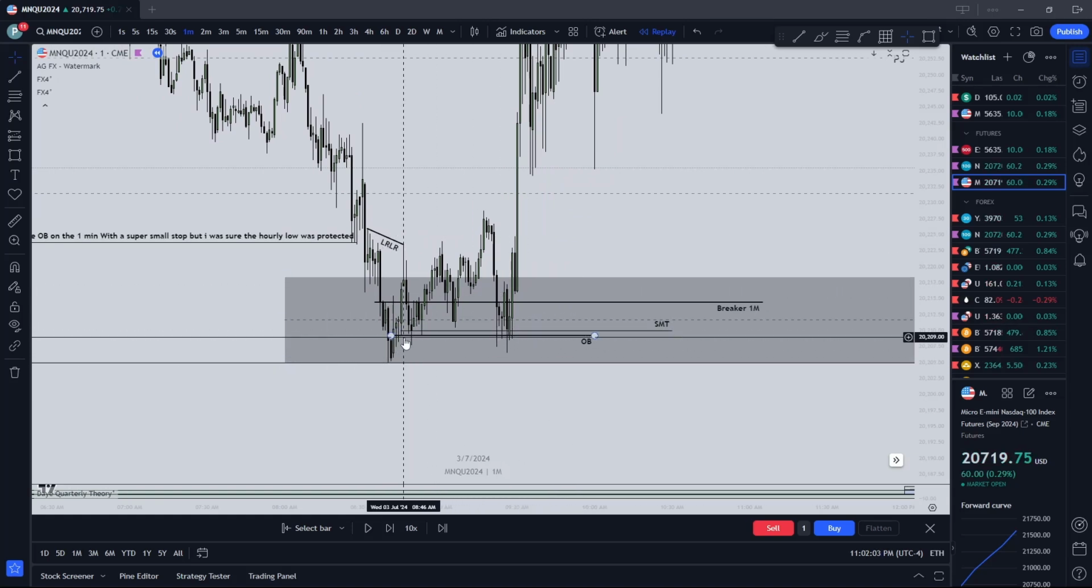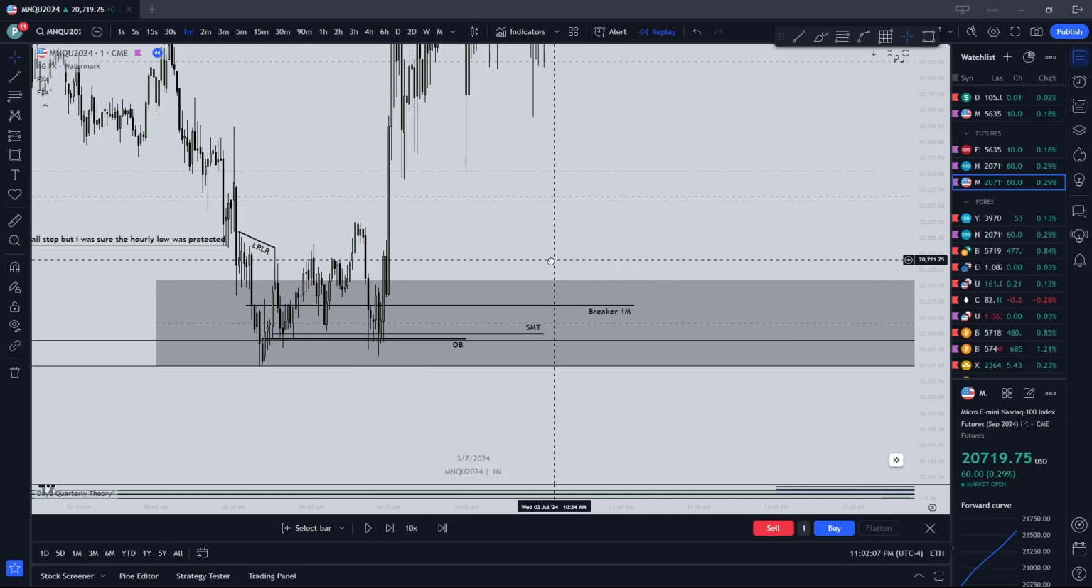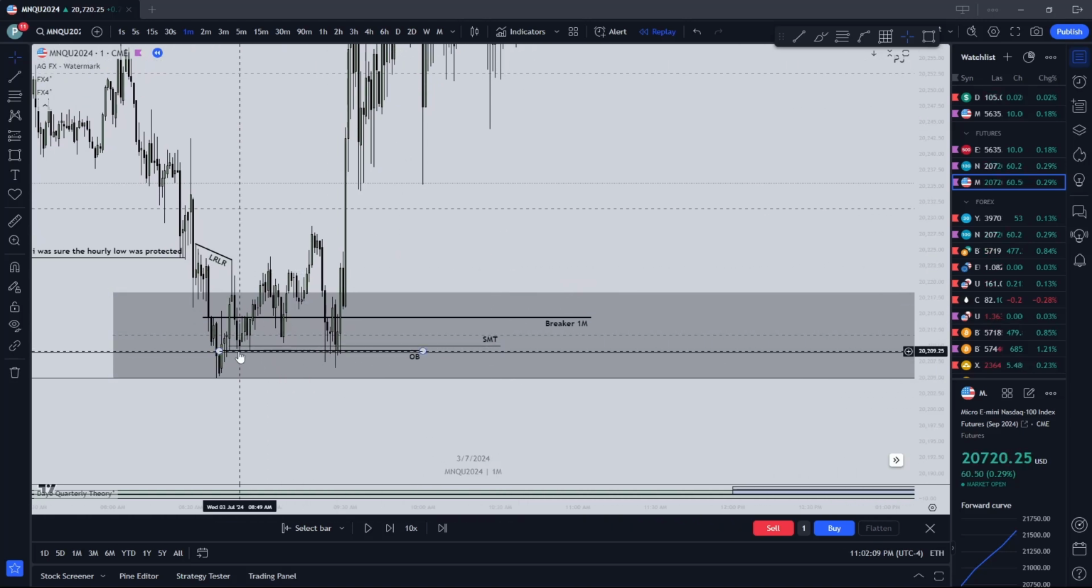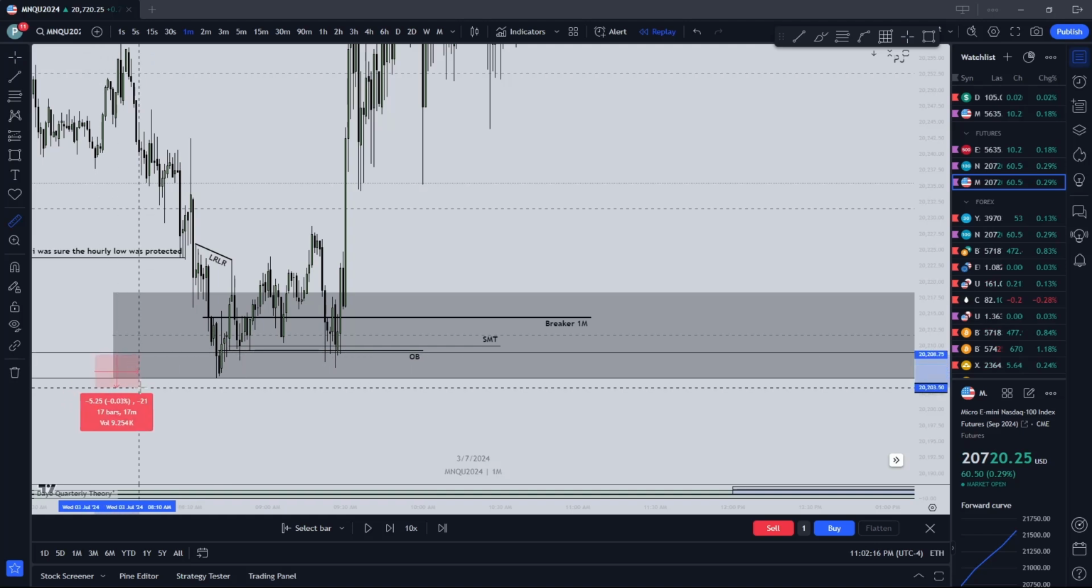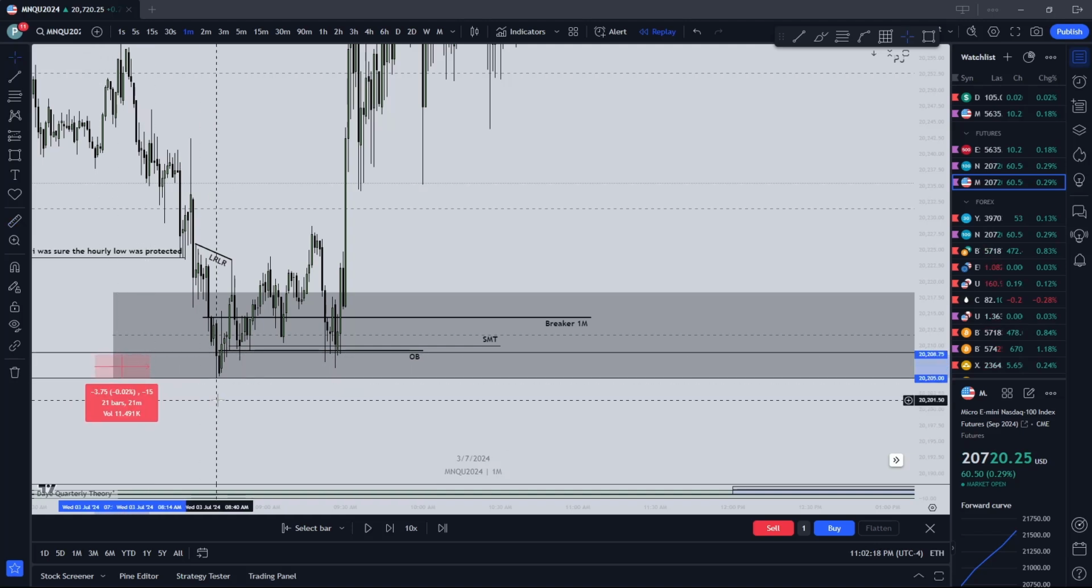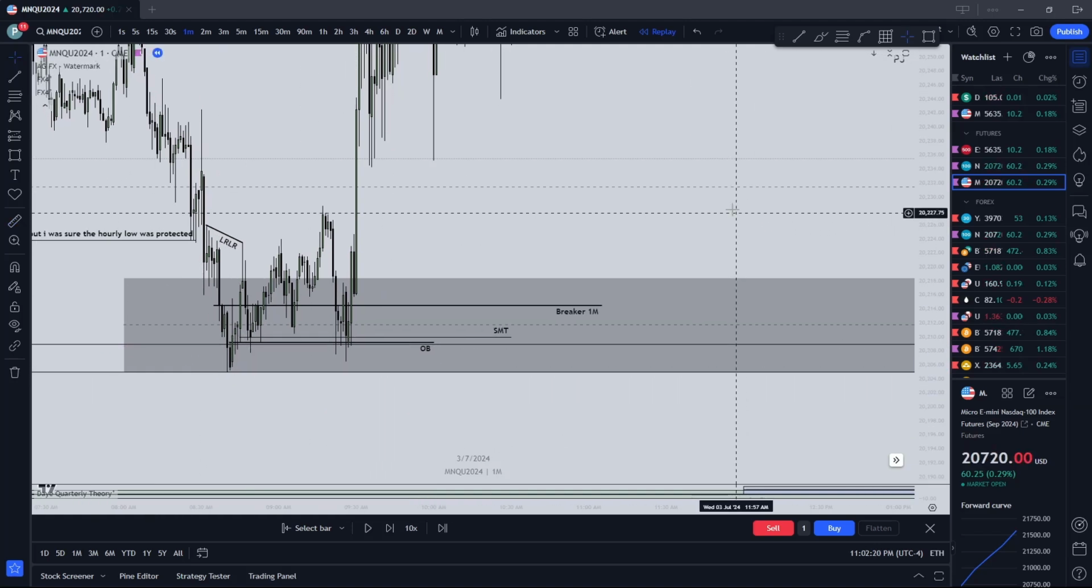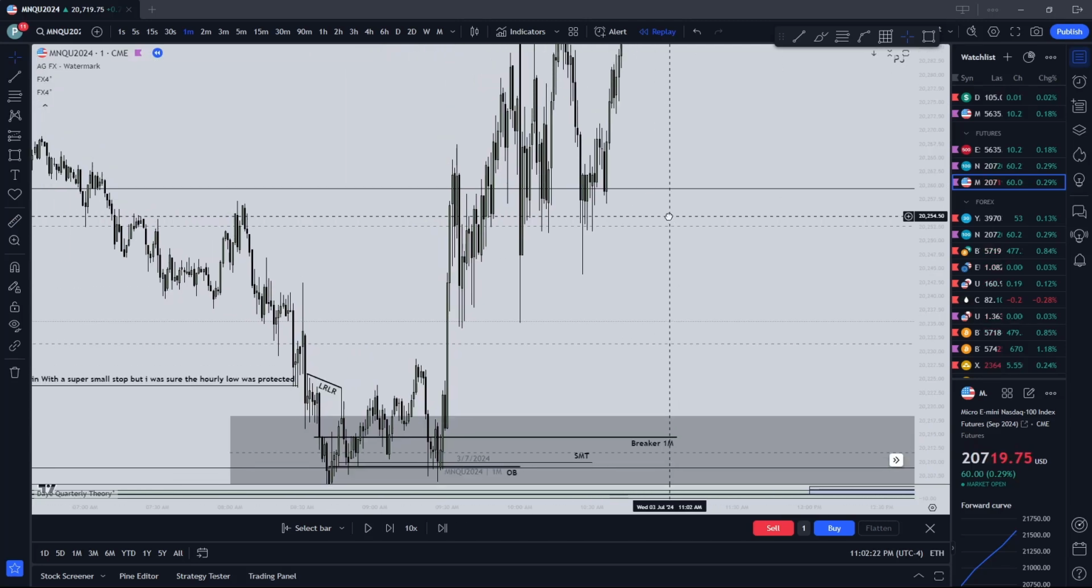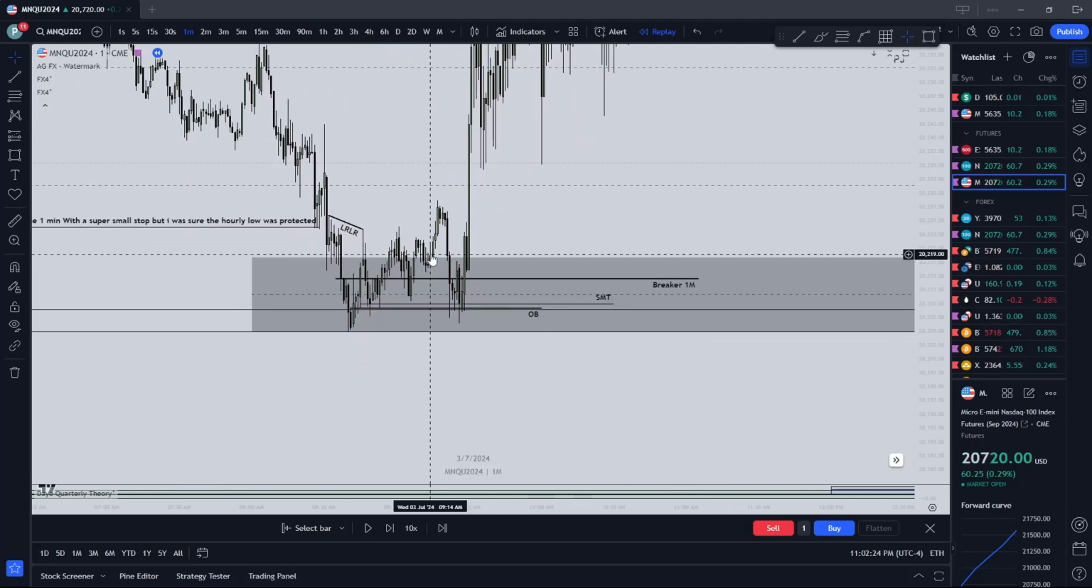A lot of people would get nervous and scared here, maybe go break even or something like that. But we held through. I got in right here, right at this order block, stop below the low. So that's going to be like a 16 or 15 tick stop on that, and then let that puppy ride all the way to the highs.